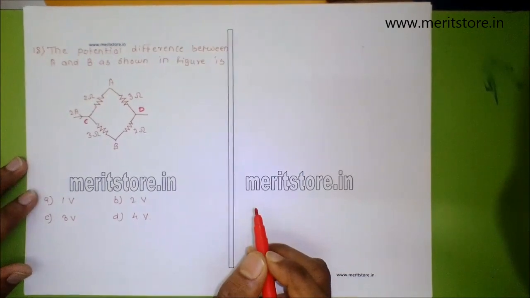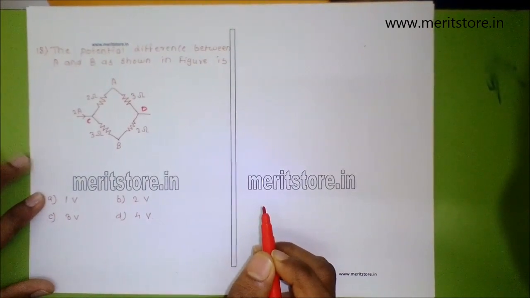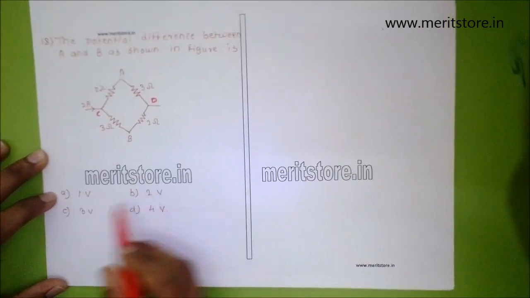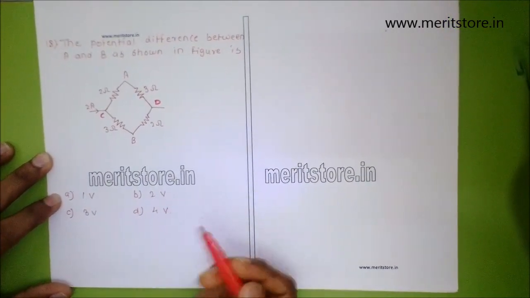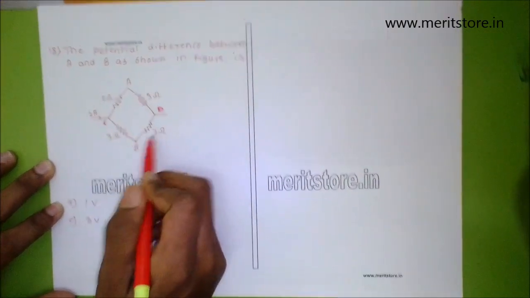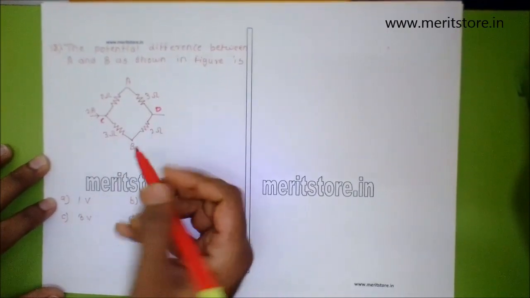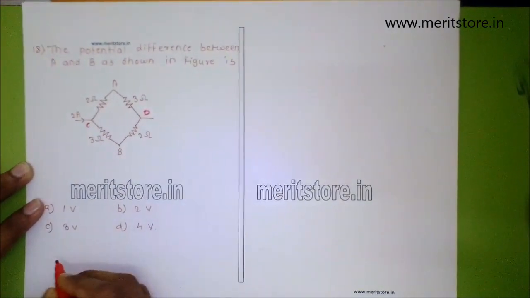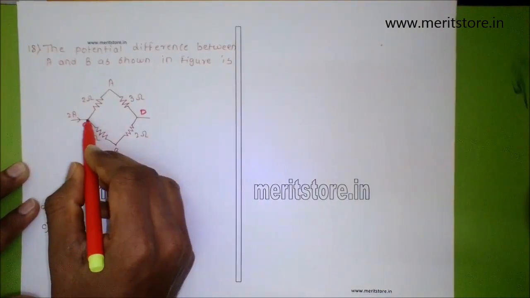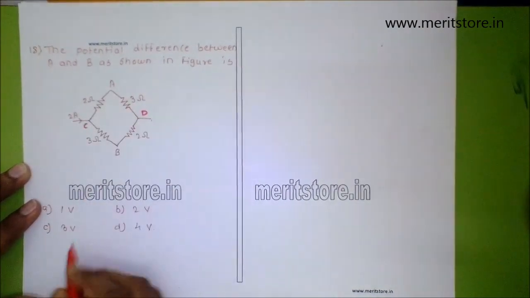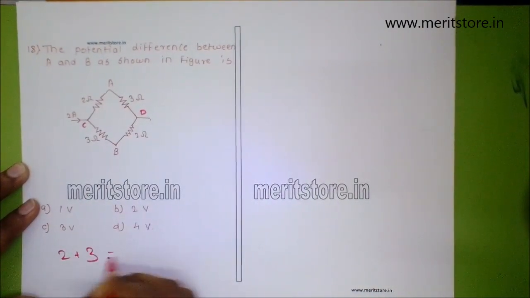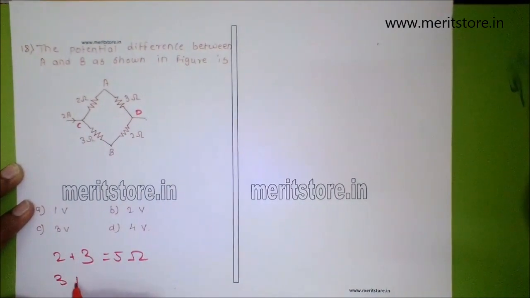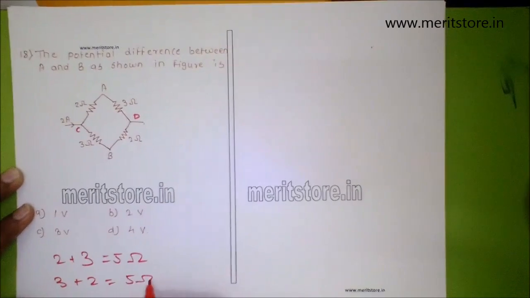The potential difference between A and B as shown in the figure is, we have 4 options: 1 volt, 2 volts, 3 volts and 4 volts. First of all, we will try to figure out what is the current flowing in each arm. In order to do that, we need to find out the resistance of each arm. In the top arm CAD, the equivalent resistance is 2 plus 3, which is equal to 5 ohms. In the lower arm, the resistance again is 3 plus 2, which is equal to 5 ohms.